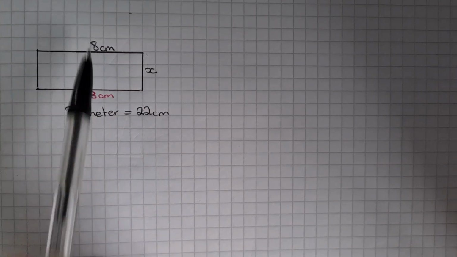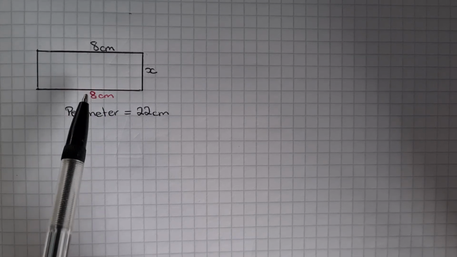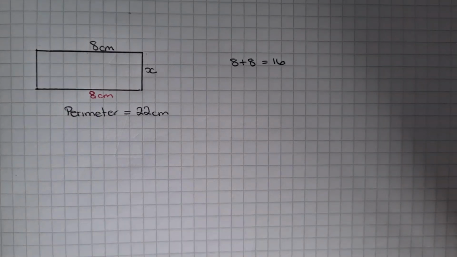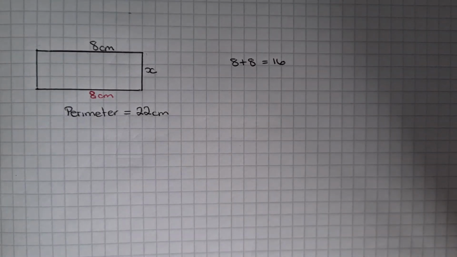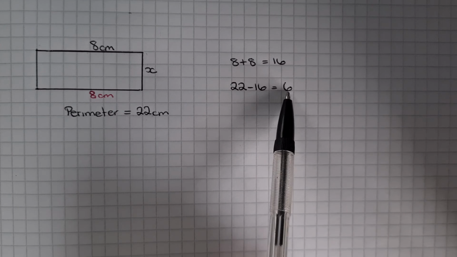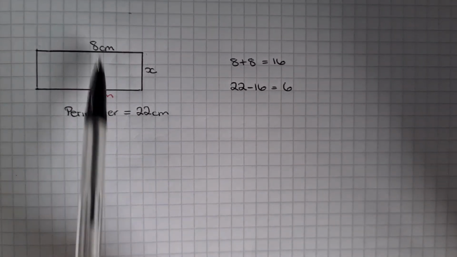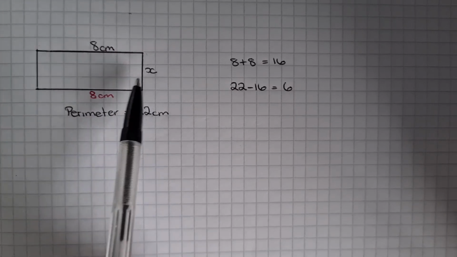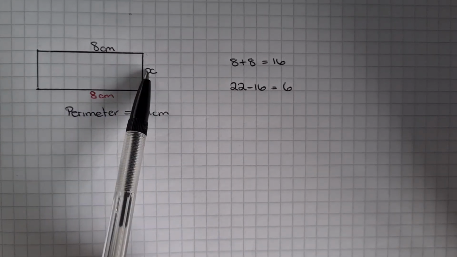So we can add these two together, because those are the only things that we know. So 8 add 8, which is 16. Then what you can do is the perimeter take away 16. So 22 take away 16, which is 6. Now what that means is the leftover sides, because we know that these ones were 16 altogether, 6 is what these two sides are if we added them together.